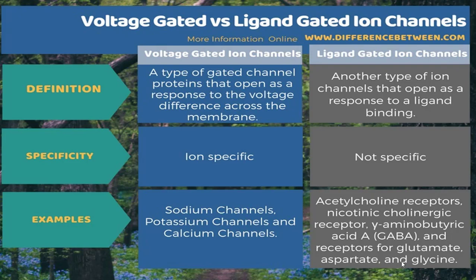But if you look at the ligand gated channels, these are non-specific. The examples I have given you: for the voltage gated channels, we have sodium channels, potassium channels, and calcium channels, while the ligands may be neurotransmitters like acetylcholine, nicotine, cholinergic receptors, GABA, all the different types of drugs, glutamate, again a neurotransmitter, and glycine, again a neurotransmitter. So all these neurotransmitters or hormones get attached to the ligand gated channels, and ultimately they show their effect inside the brain.